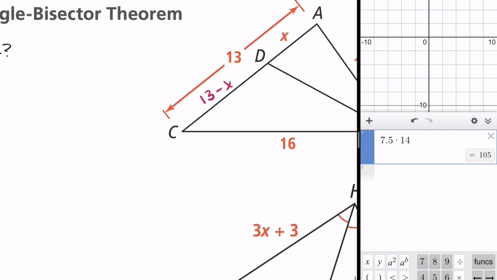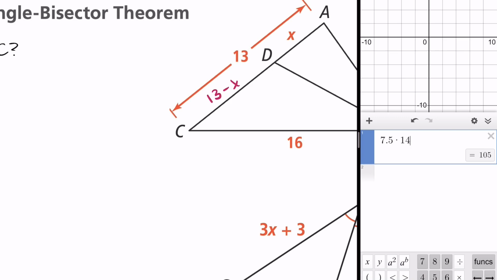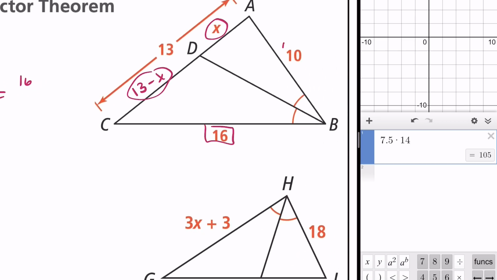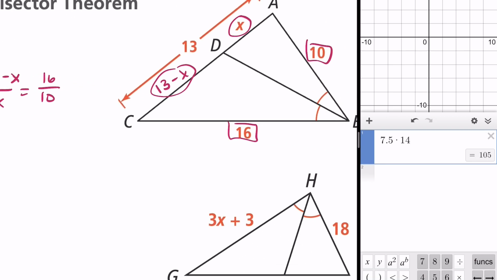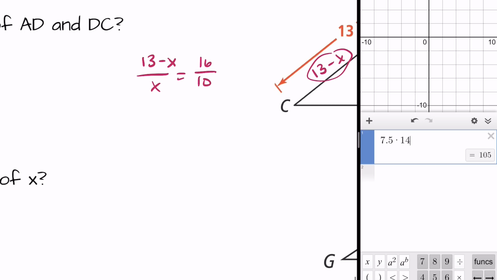So I now can set up a proportion. Here's one ratio: 13 minus x over x equals 16 over 10. So again, we're going from CD to DA or AD, so we go from the left triangle to the right triangle. We then go back to the left triangle, back to the right triangle for proportions. So we have this proportion set up.